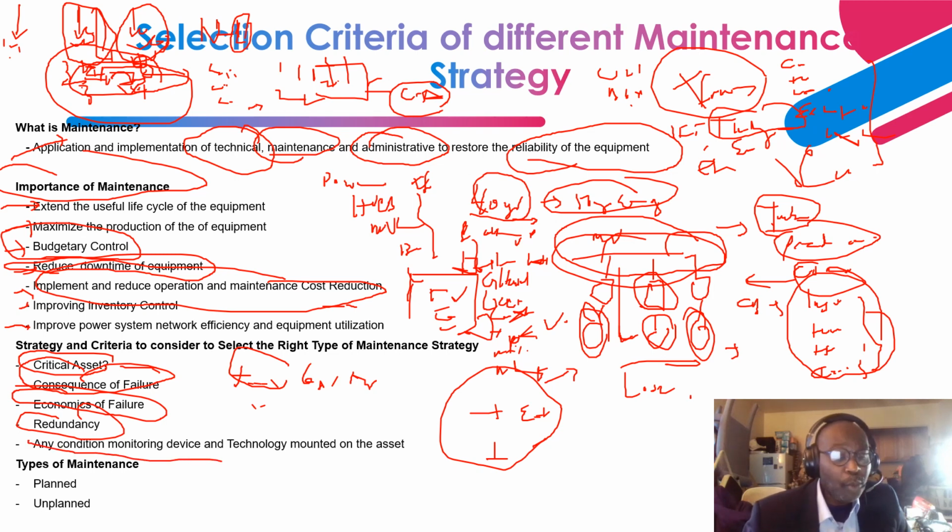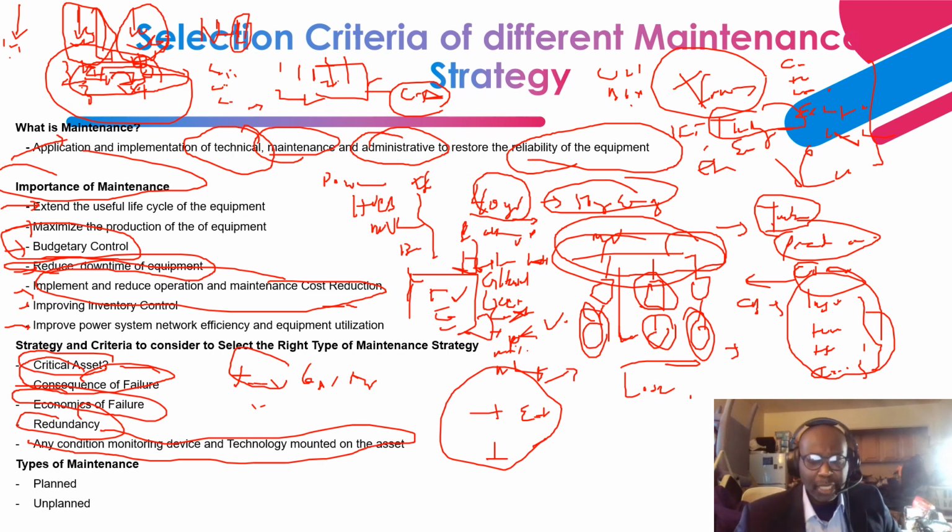Next is condition monitoring devices, right? Okay, so I made mention of condition monitoring devices. Let's say for a high voltage switch breaker, we have condition monitoring devices that can monitor the purity of the SF6 gas, intrusion of moisture, intrusion of contaminants, and also the gas pressure and the level of the gas pressure.